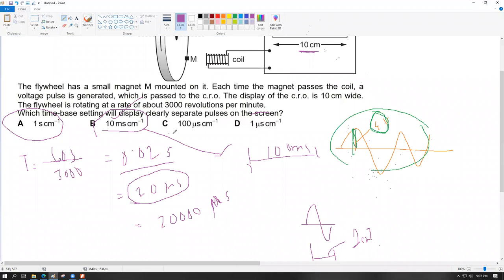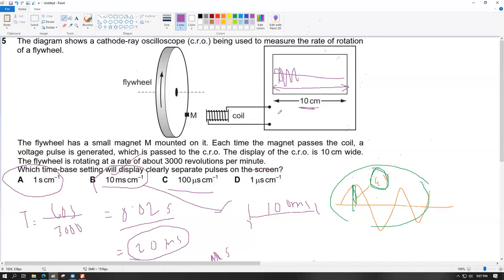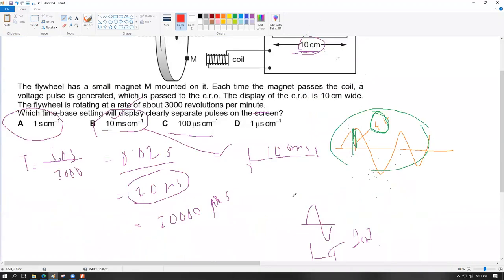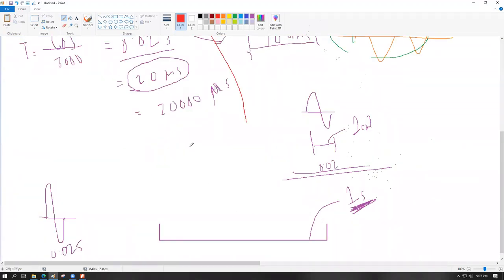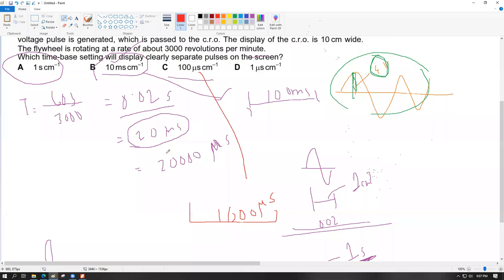Let's have a look at number C, 100 microsecond per centimeter. Now we are getting 100 microsecond. So if we have 100 microsecond per centimeter, then within a space of 10 centimeter, how many microseconds should we be able to accommodate? 1000. So this scale is going to give us a total accommodation within the entire screen of 1000 microseconds, right? Whereas each one of the cycles is going to require how many microseconds? 20,000 microseconds. So can you accommodate even one cycle within a space of 1,000 microseconds?